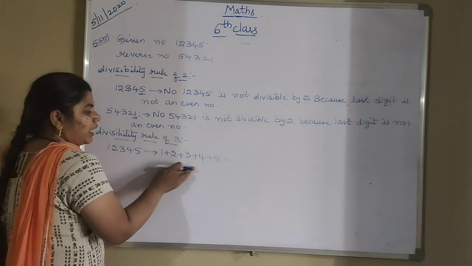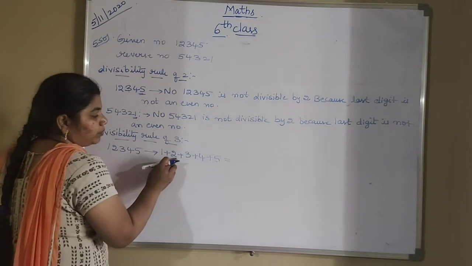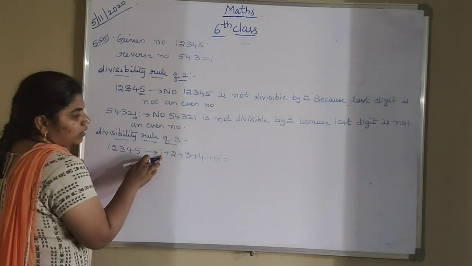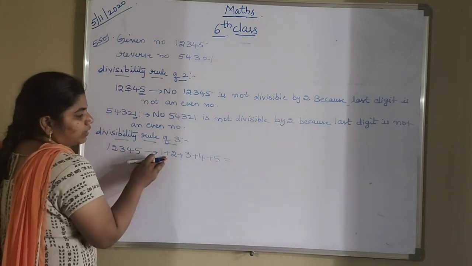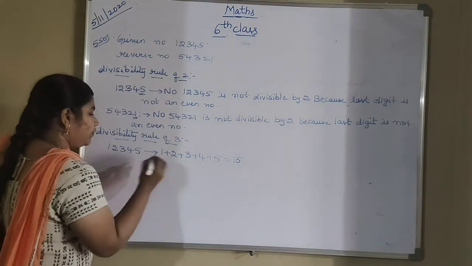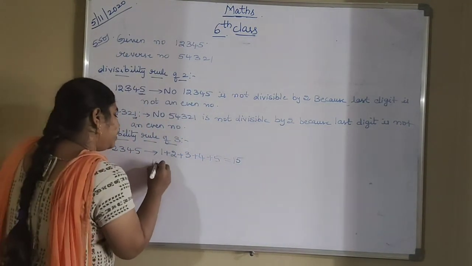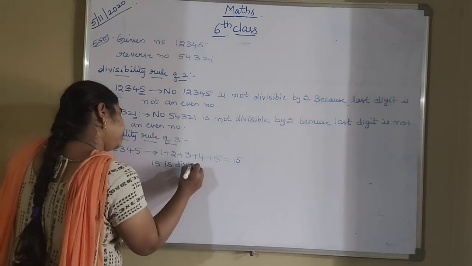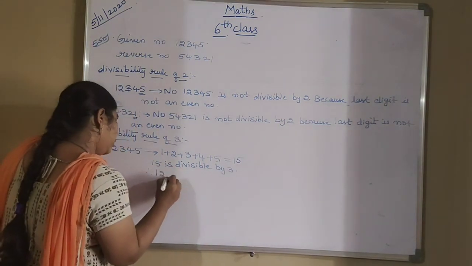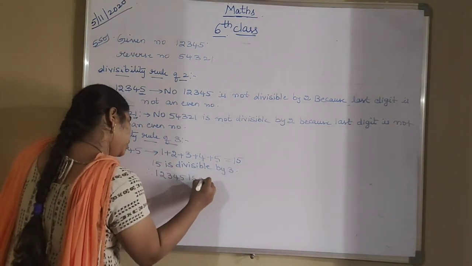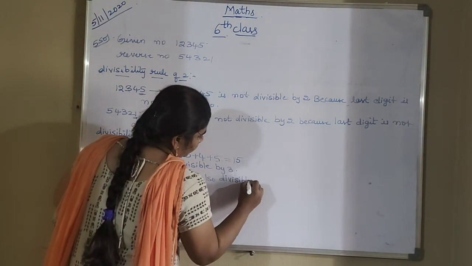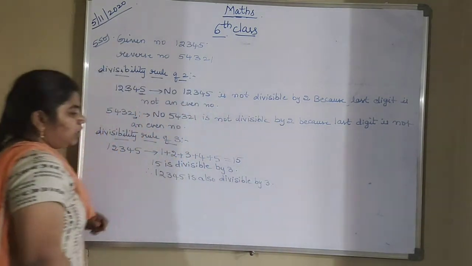5 plus 4 is 9, 9 plus 1 is 10, 10 plus 3 is 13, 13 plus 2 is 15. So 15 is a multiple of 3 itself. So 15 is divisible by 3. Therefore 1, 2, 3, 4, 5 is also divisible by 3.